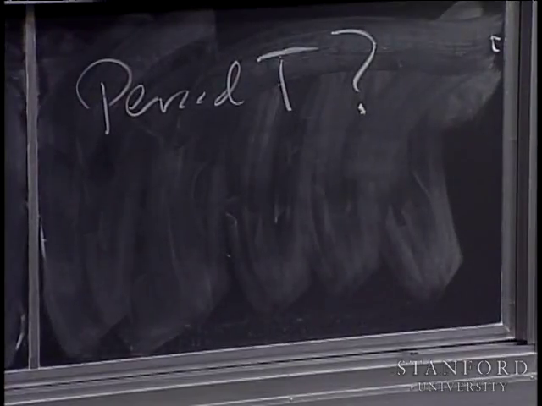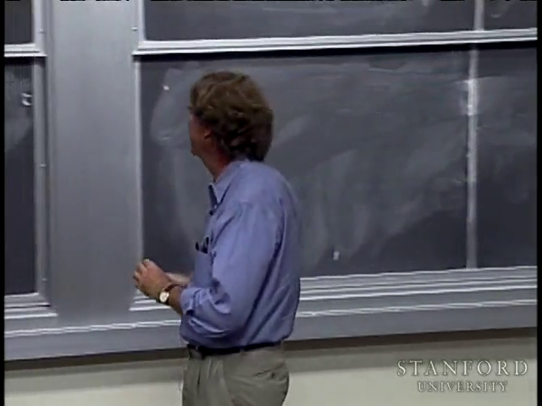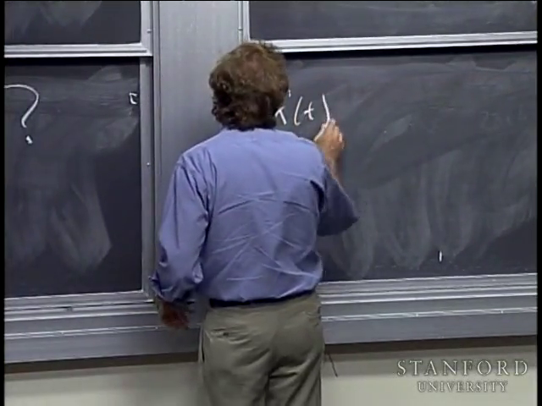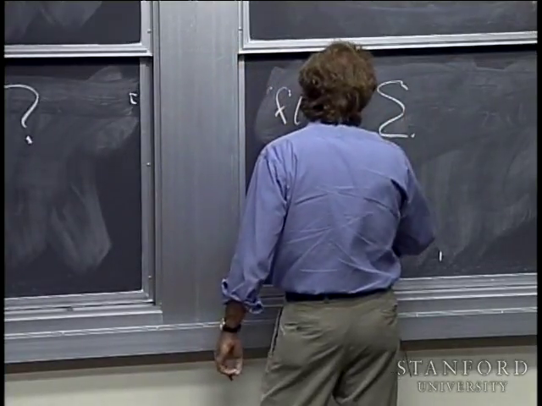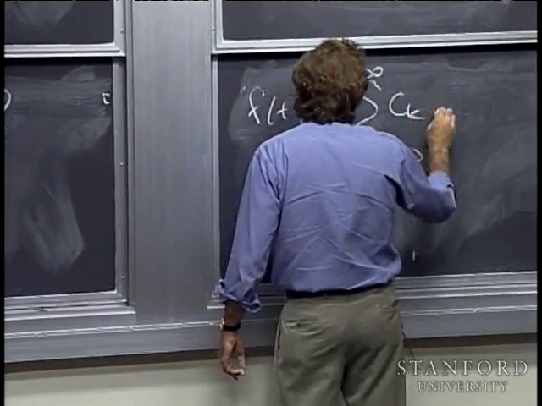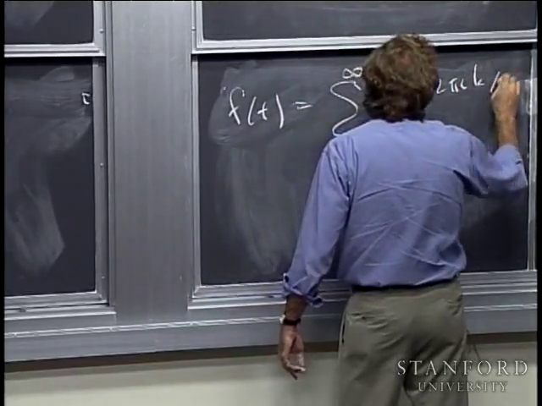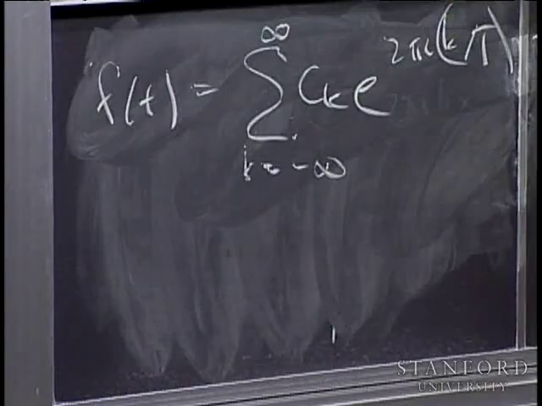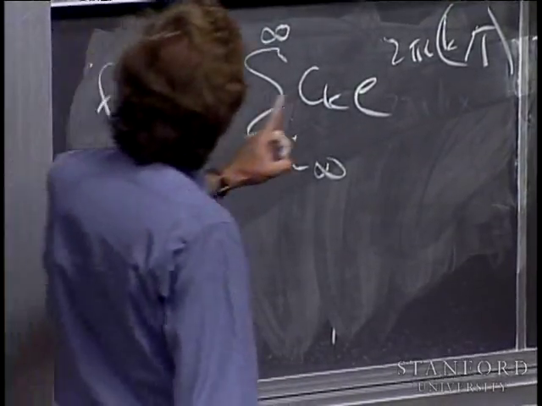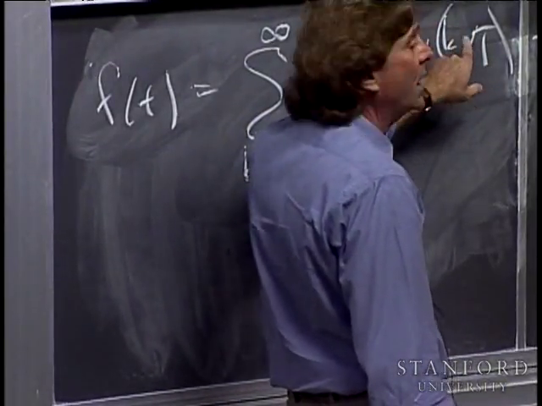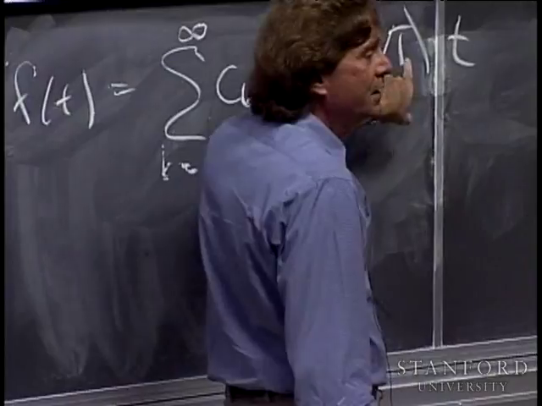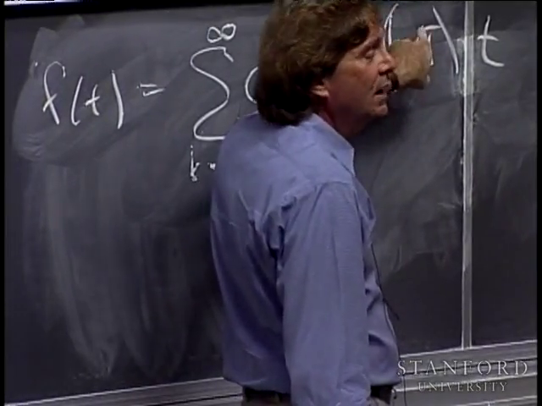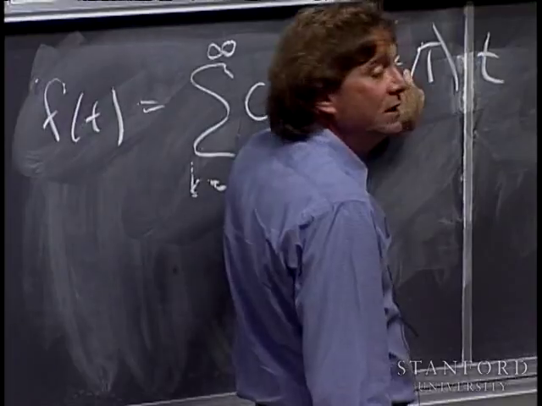Well, what is the picture there? The Fourier series for a function of period T looks like the sum from minus infinity to infinity of C sub k, e to the 2 pi i k t over T. So the harmonics are indexed by k, but they're periodic at period T. Really, the harmonic you're interested in is tagged by k over capital T. So 0, 1 over T, 2 over T, 3 over T, minus 1 over T, minus 2 over T, minus 3 over T, and so on.